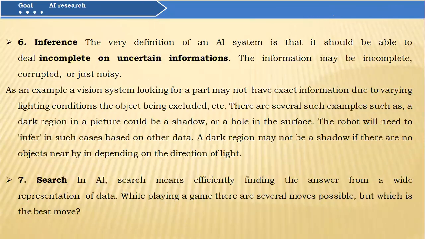Next, inference. It is a very important defining term, able to deal with incomplete or uncertain information, because due to technical problems, halting or intermittent conditions will happen during the execution of some problems. At that particular time, this inference will be given in the form of a signal to the user or analyst, in the form of a siren or an LED display.